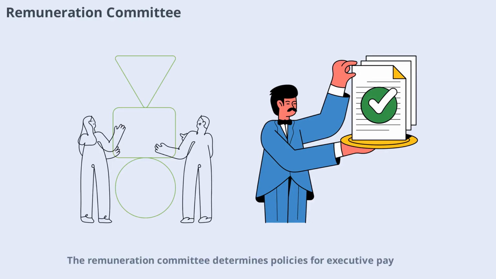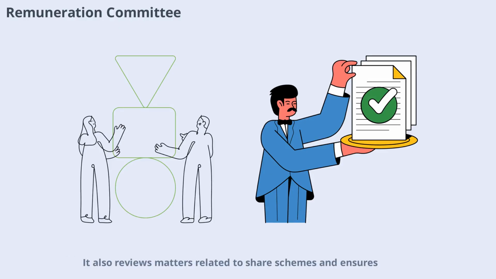Remuneration committee determines policies for executive pay, assesses performance, and approves service contracts. It also reviews matters related to share schemes and ensures that no director is involved in setting their own remuneration. The committee's work is crucial for attracting and retaining talent while maintaining fairness and transparency. Disclosure of its activities helps shareholders understand how executive compensation is managed.